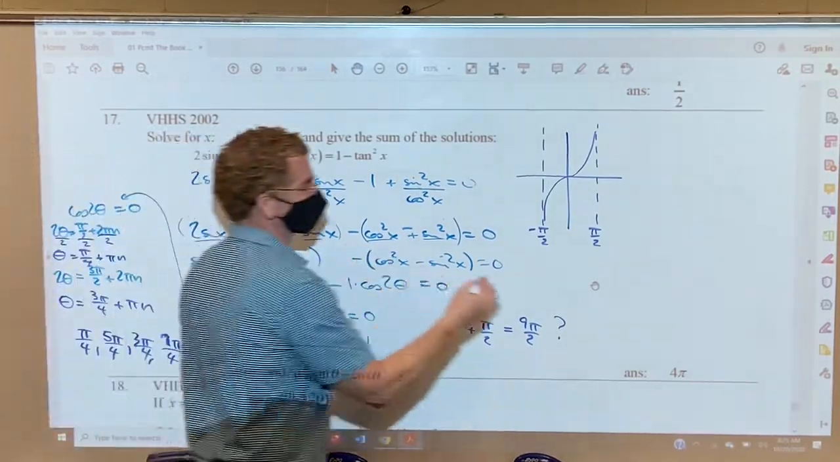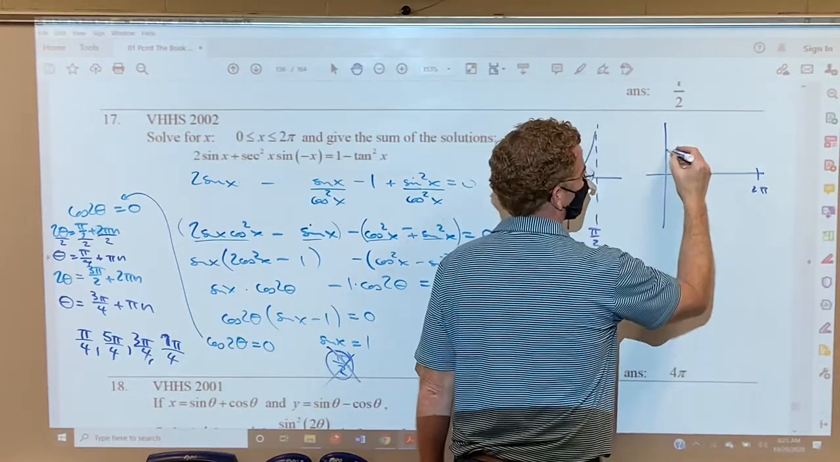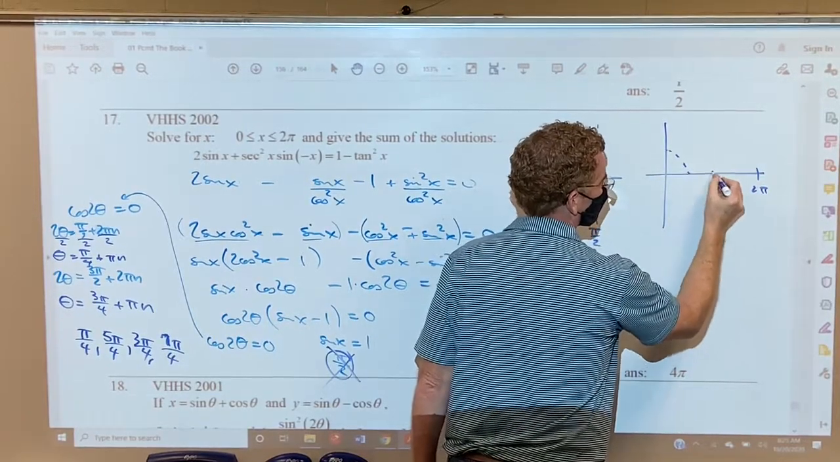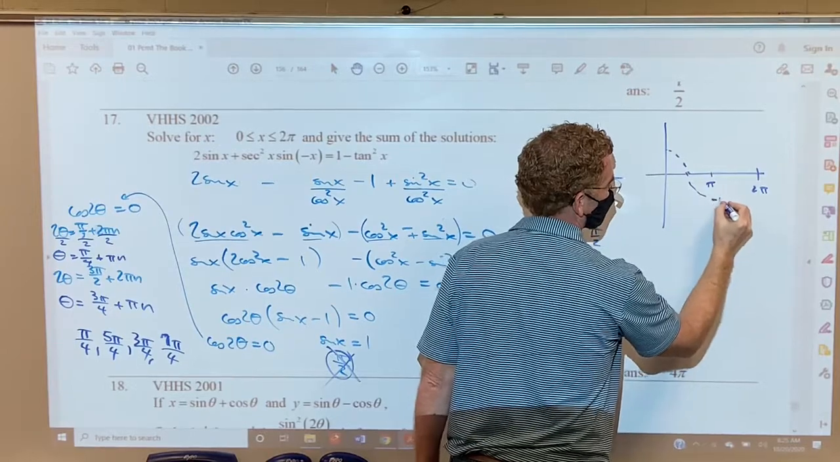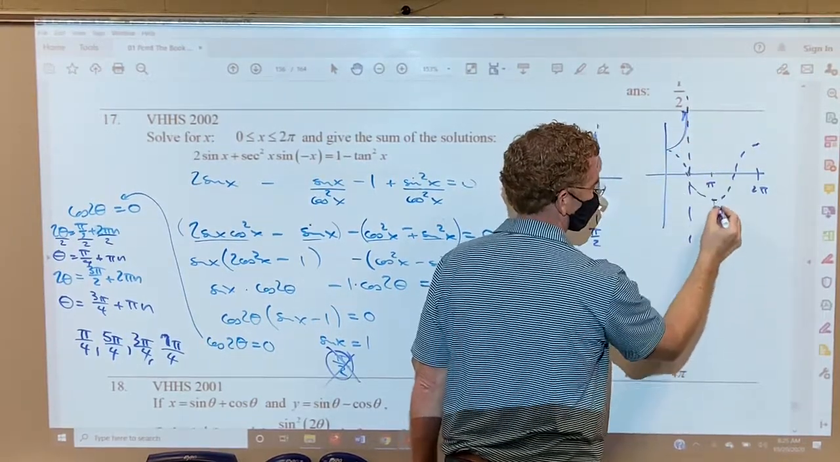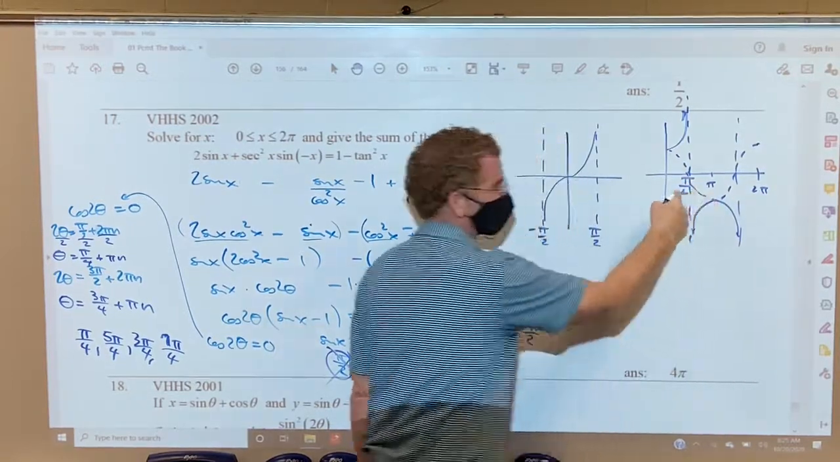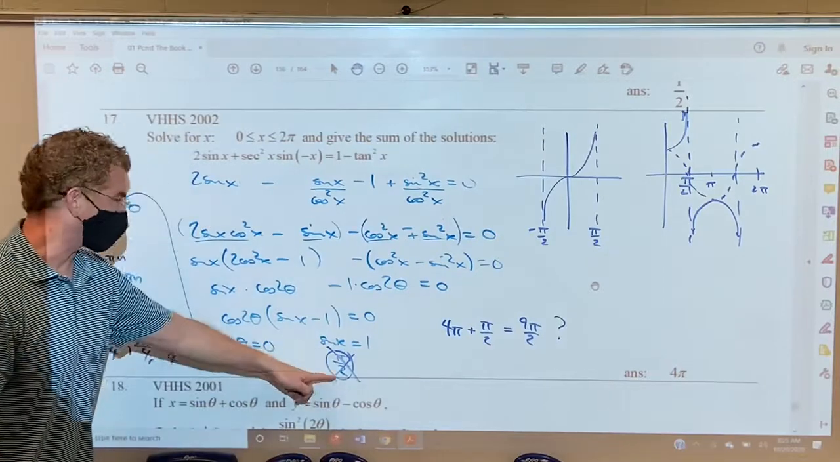And on secant, secant looked like this, right? There's pi. Secant looked like that. But where did it not exist? Also at pi over 2. Secant and tangent don't work at pi over 2.